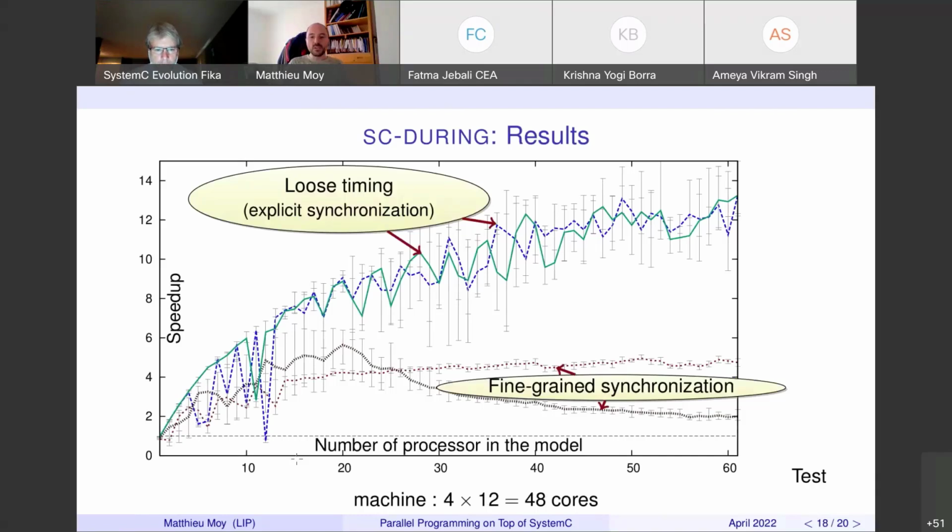Benchmarks. So this was on the 48 cores machine. That was a long time ago. I didn't have the occasion to rerun the benchmark on a more recent machine. What we can see is that we have quite a good speed up for loosely timed platforms, and this was really my target. Clearly, for fine-grained synchronization, the performances are quite bad. The scaling factor is a bit limited.